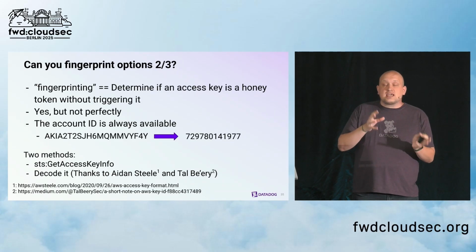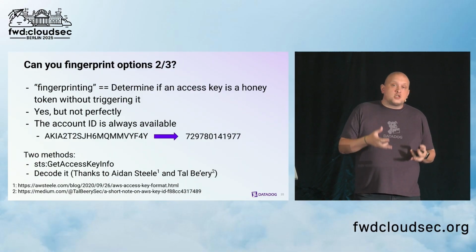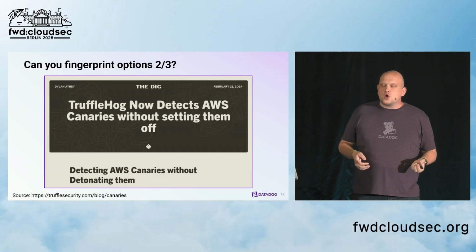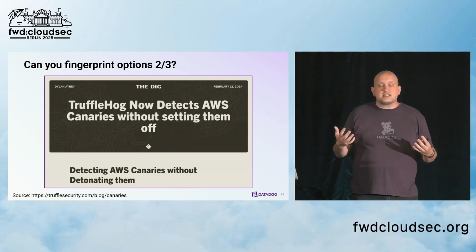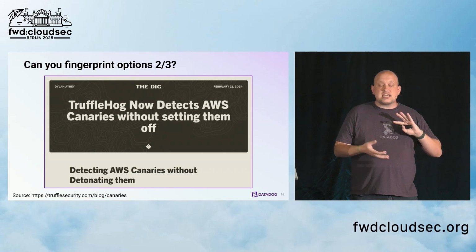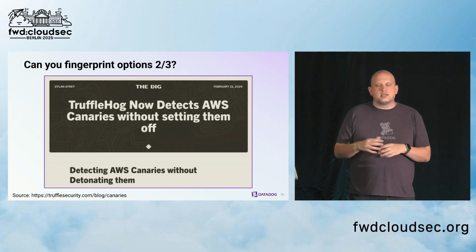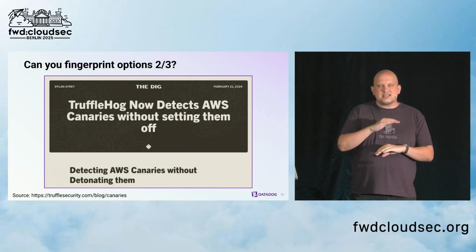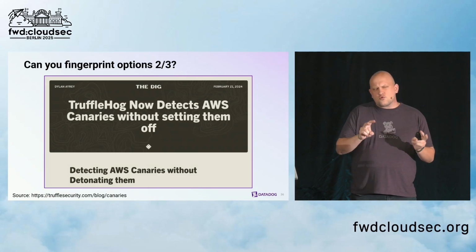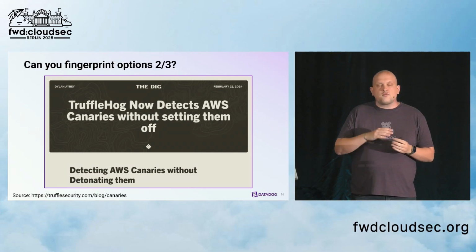Once you have the account ID, this can be potentially useful to determine if it belongs to a known honey token provider. So for a real-world example of this, this is actually how Trufflehog is able to determine if an access key is a Thinks Canary token without actually triggering it or sending off an alert. They essentially have a list of all the free tier Canary token AWS account IDs, and they just refer to that list and check if it's in there.